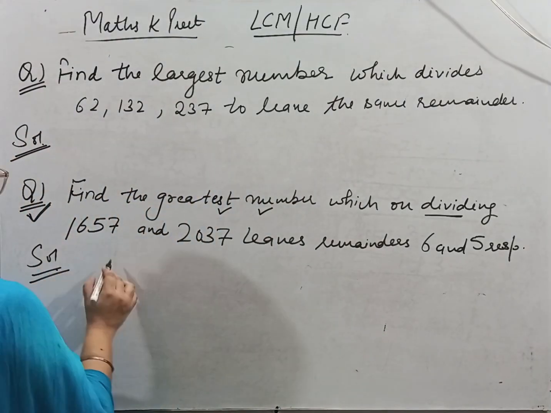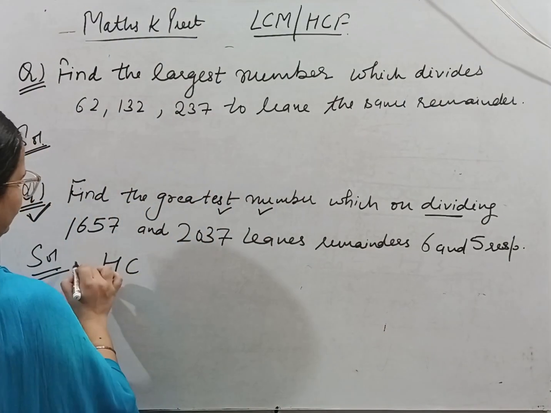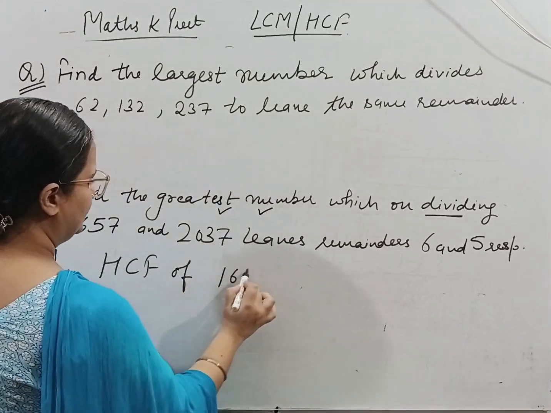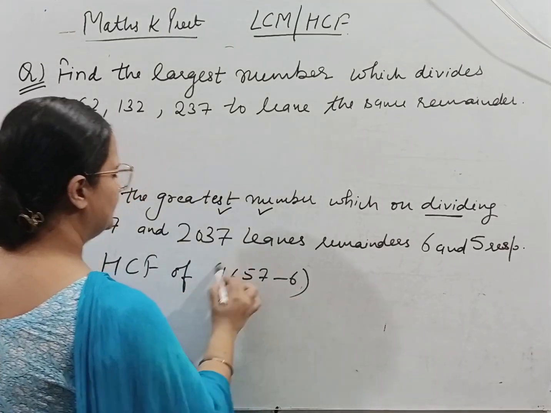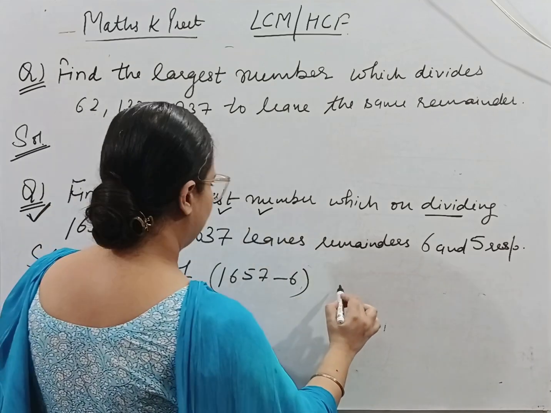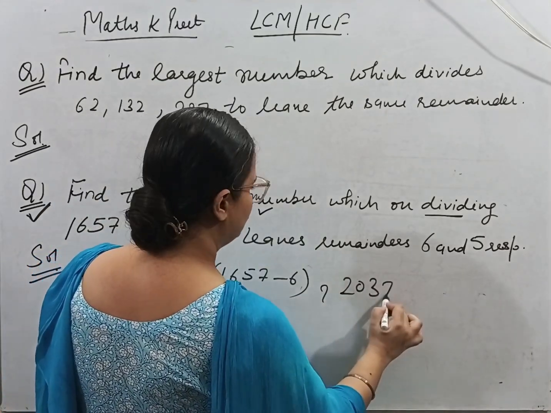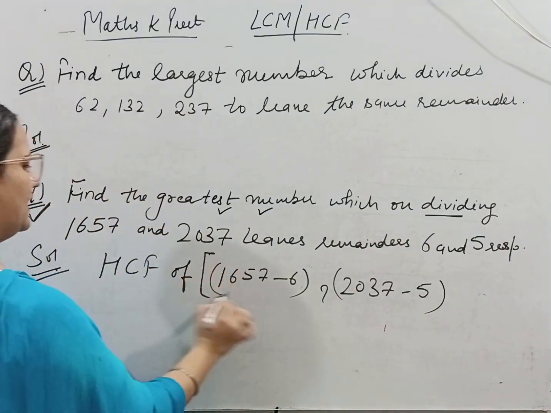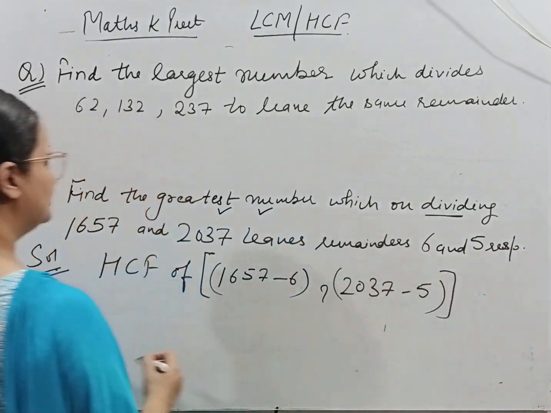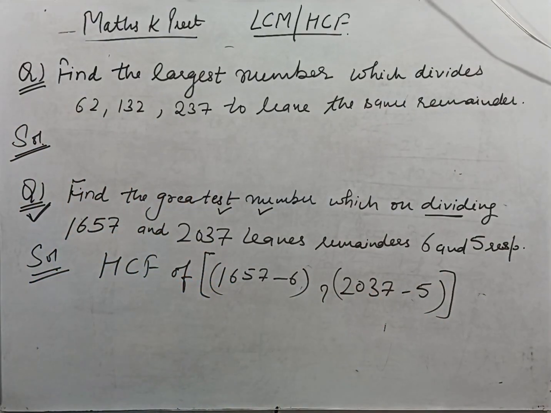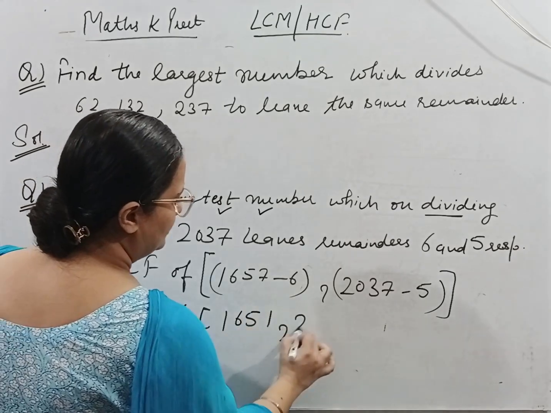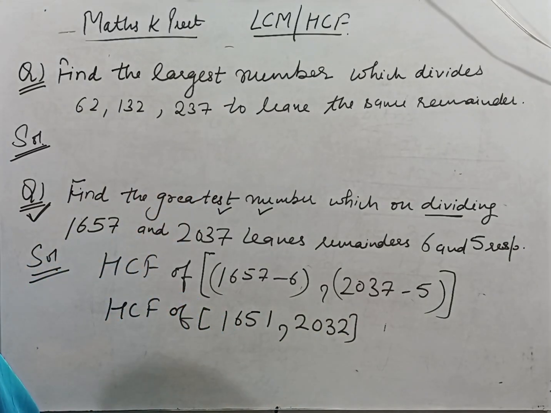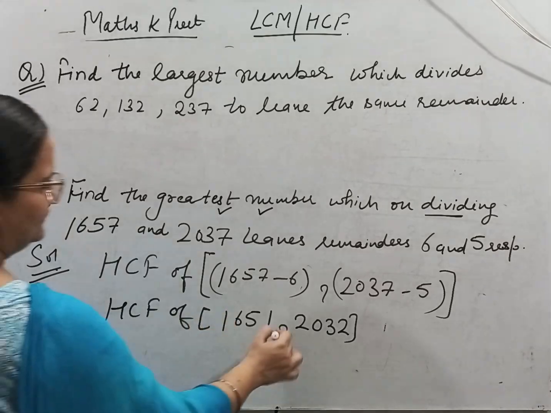To solve this question, I'll write to find HCF of 1657 minus 6. This was the remainder. I'll subtract this remainder from this number, and 2037 minus 5. This was the remainder for this number. I have to calculate HCF of these two numbers to reach my answer. 1651 and 2032. So I have to find the HCF of these two numbers.